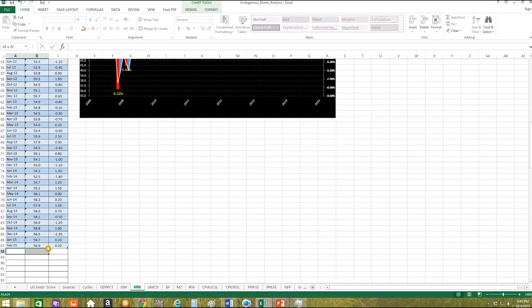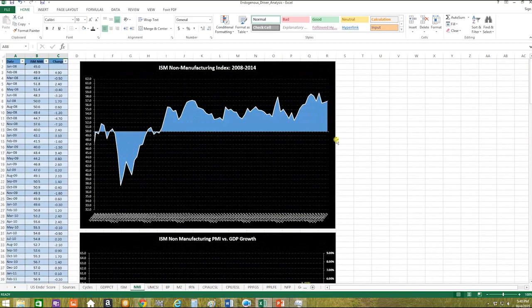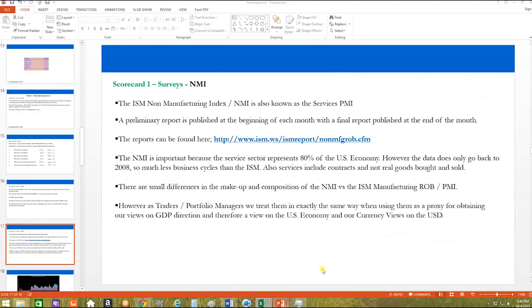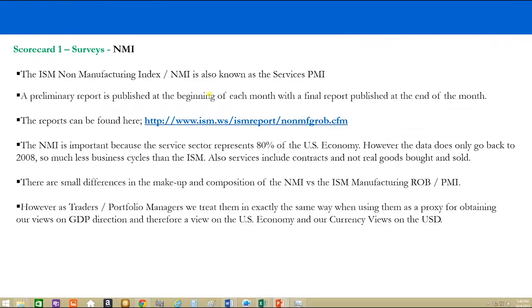And that would capture any new data that we enter into row 88. So let's go back to the presentation for a moment and just discover what the non-manufacturing index is all about.